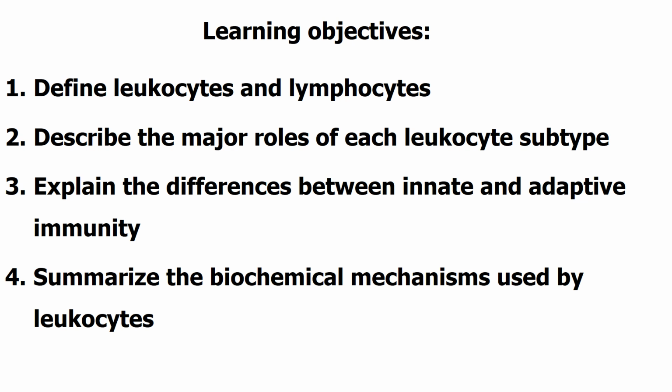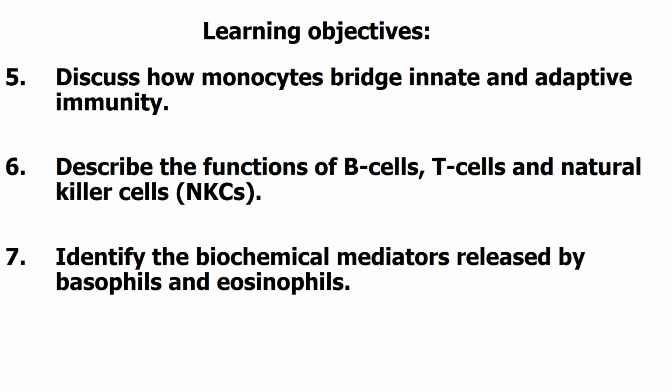Fourthly, you can now summarize the biochemical mechanisms used by leukocytes. In addition, you will be able to discuss how monocytes bridge innate and adaptive immunity. Describe the function of B cells, T cells, and natural killer cells. Identify the biochemical mediators released by basophils and eosinophils.